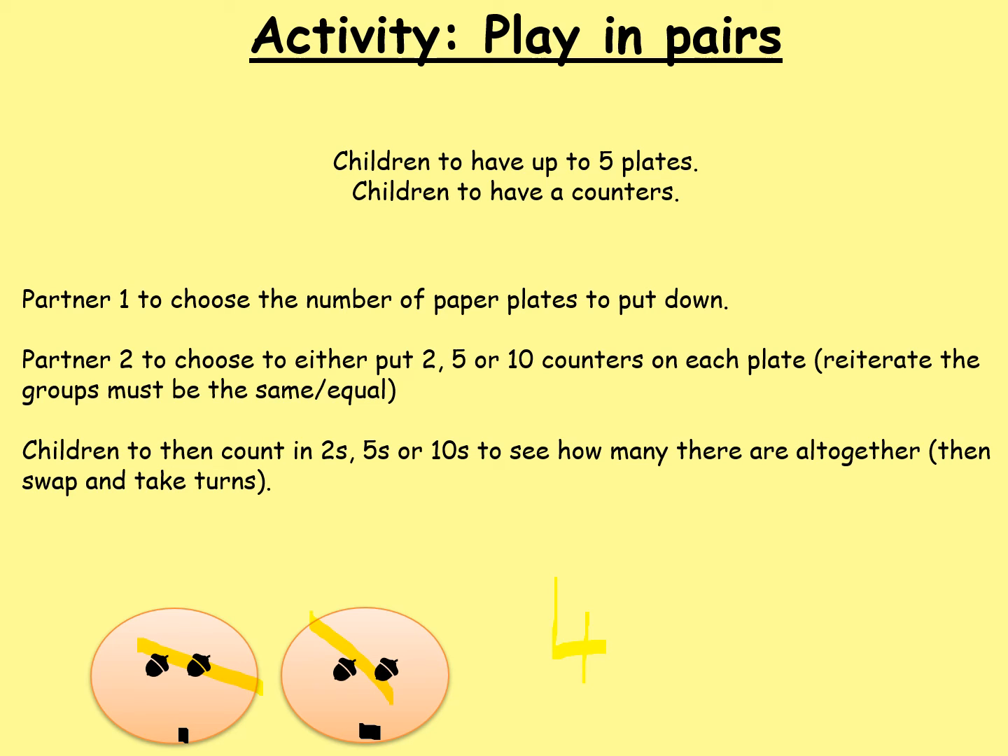Okay, and if I wanted to be really clever, or I wanted to really challenge myself, I could write the number sentence. Now, I know that there are 2 groups, so I'm going to write there's 2. This means groups, 2 groups, and there are 2 in each group. So it would be 2 groups of 2. 2 lots of 4. 2 times 4 equals, and we know it was 2, 4.